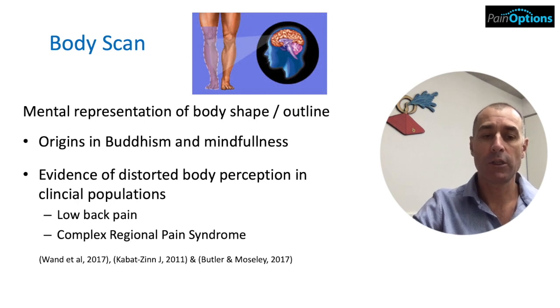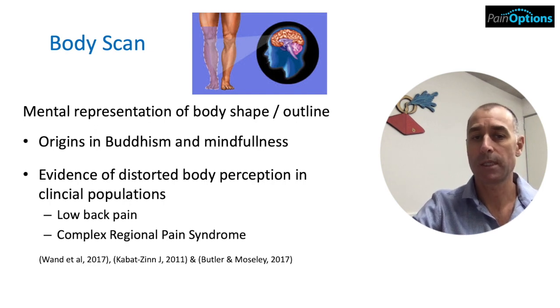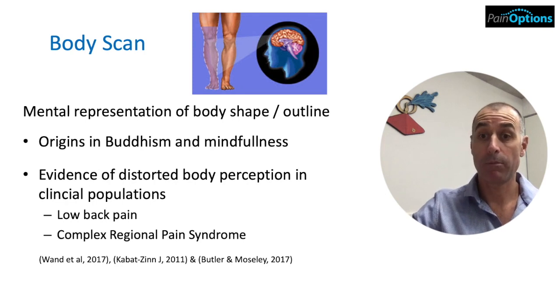Okay, just to finish, again, pop up any questions that you have at the moment, just before we finish up. I'm going to briefly talk around body perception. So it's kind of mental representation of our body shape or outline. So it can be a static shape or it can be with movement.